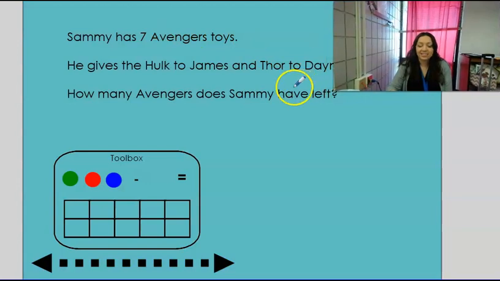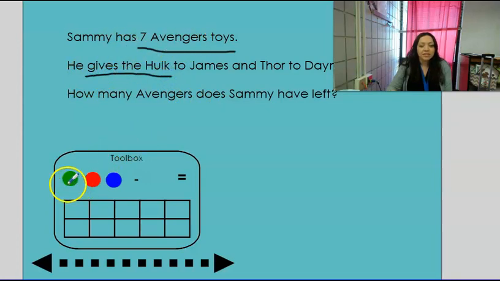Oh, you guys will like this one. Sammy has 7 Avenger toys. He gives the Hulk to James and Thor to Danya. How many Avenger toys does Sammy have left? So this one's a little bit different. We have to think about what they're trying to tell us.